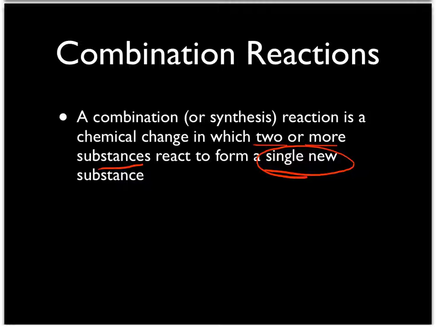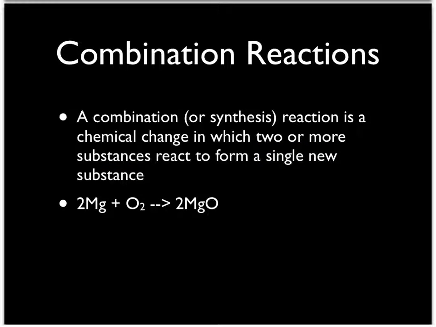Form a single substance. That's the key thing that you're going to look for anytime that you suspect it might be a combination reaction, is you're going to form just one product. Here's an example. You can see that we've got 2 Mg plus O2 yields 2 MgO.